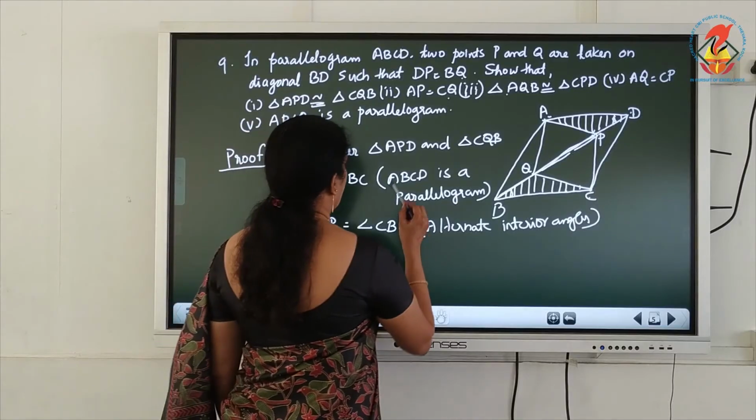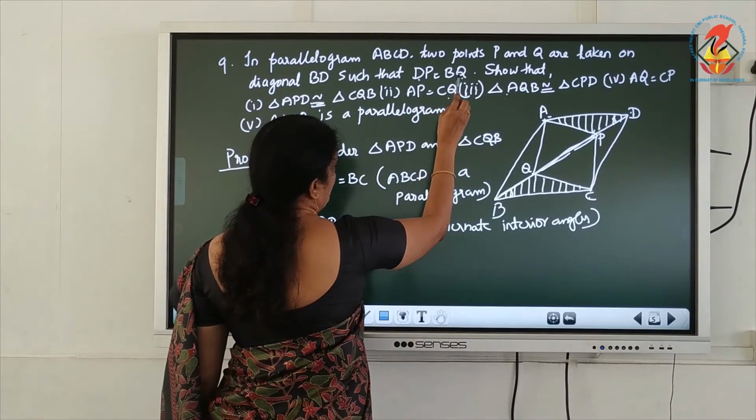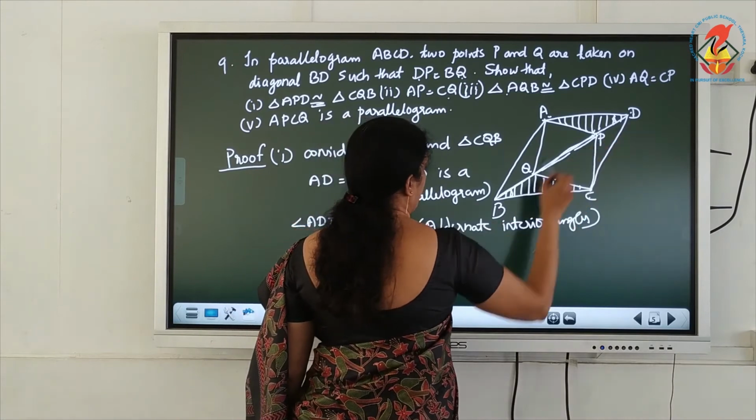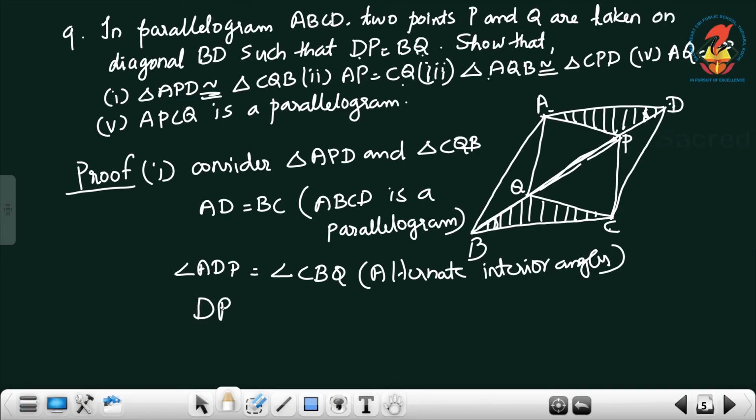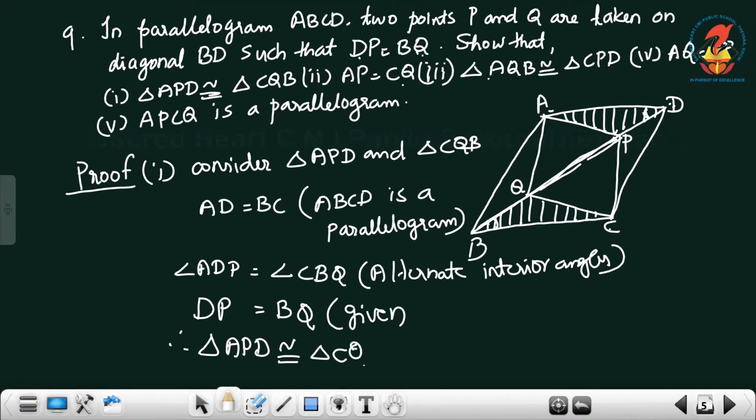Next one, already given that DP equal to BQ. Given. Therefore, triangle APD congruent to triangle CQB by SAS congruence criterion. These two triangles are congruent.